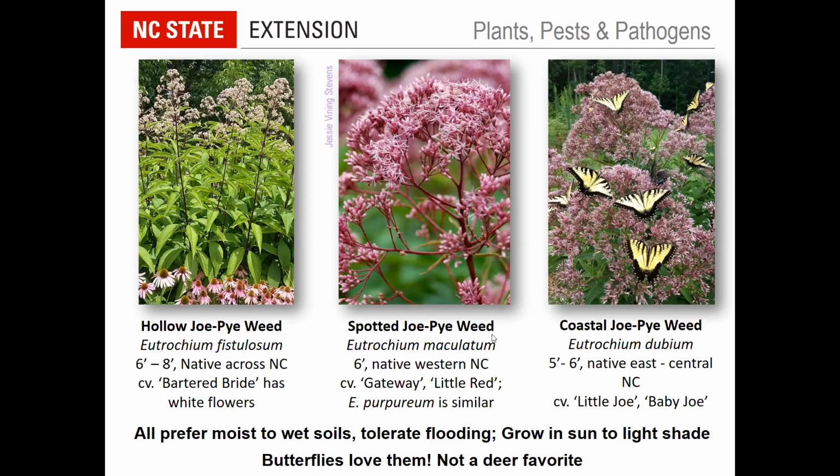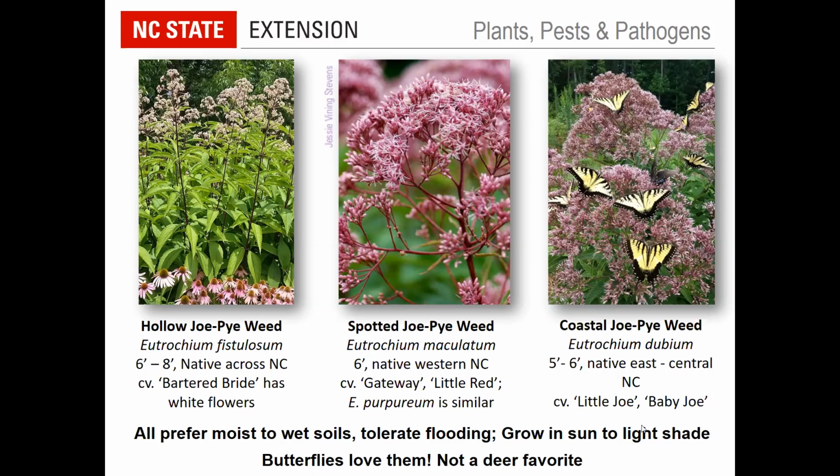Then with spotted Joe-Pye weed, Eutrochium maculatum, this one is, as a native plant, more isolated just to the western part of North Carolina, but can be grown as an ornamental plant across the state. And it gets to be about 6 feet tall. There's quite a few cultivars out there, Gateway and Little Red are two I've seen locally available. There's another species called Eutrochium purpureum or sweet-scented Joe-Pye weed that's similar, that you might also see growing in the wild, but it's not sold quite as much in the nursery trade.